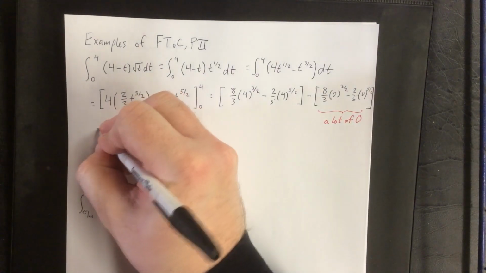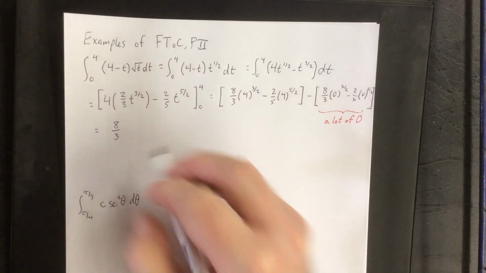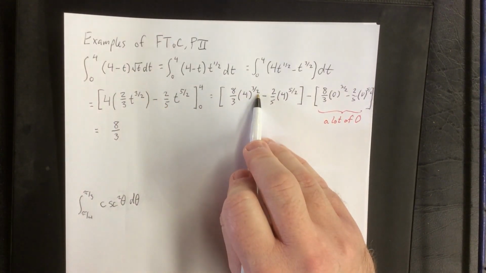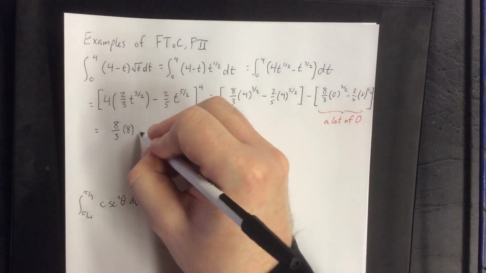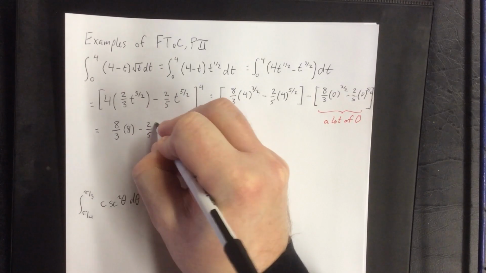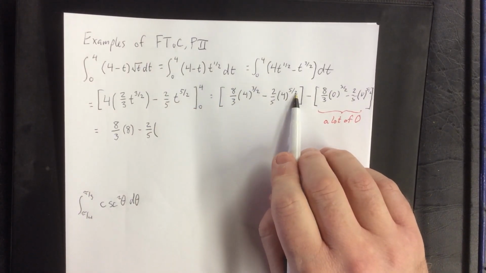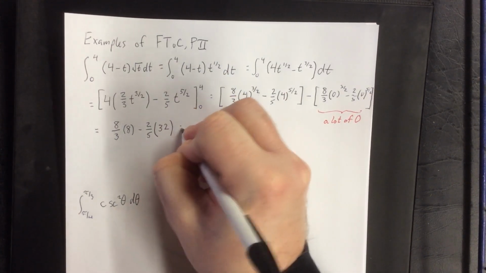As far as the rest of this is concerned, we'll still have a coefficient of 8/3. 4 raised to the 3/2 power would be: take the square root of 4, which is 2, and cube the result. That'll be 8. Minus 2/5 times, for 4 to the 5/2 power, that'll be the square root of 4, and then raised to the 5th power, which will be 32.